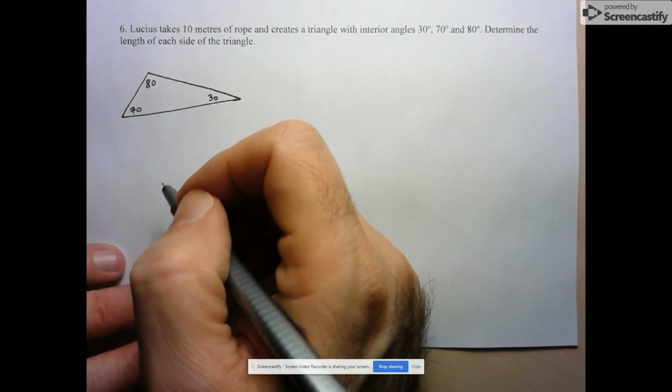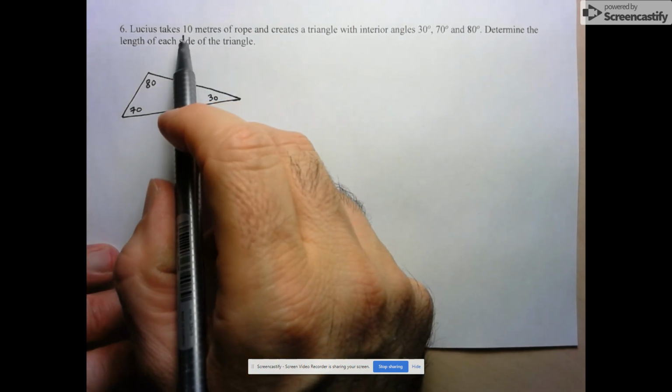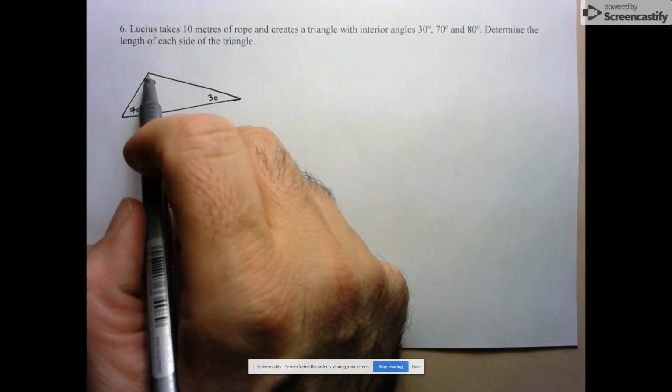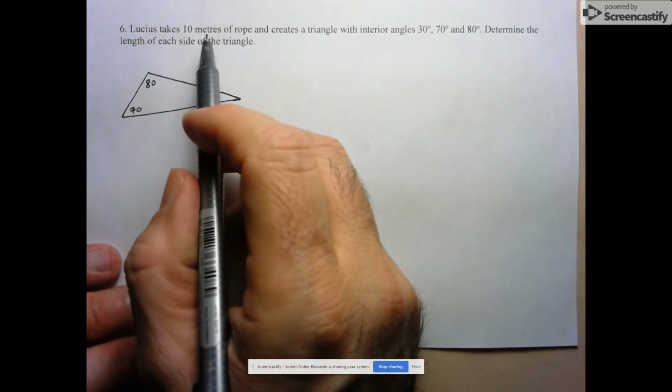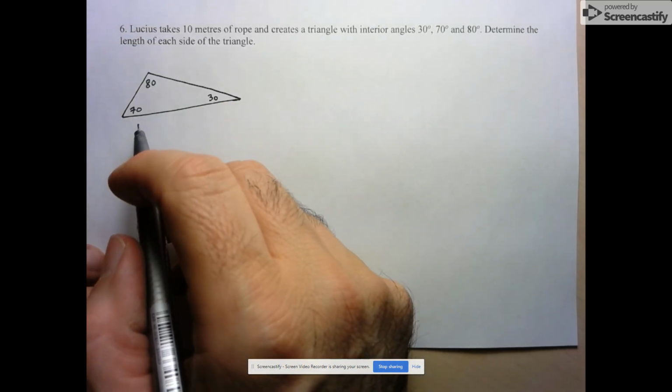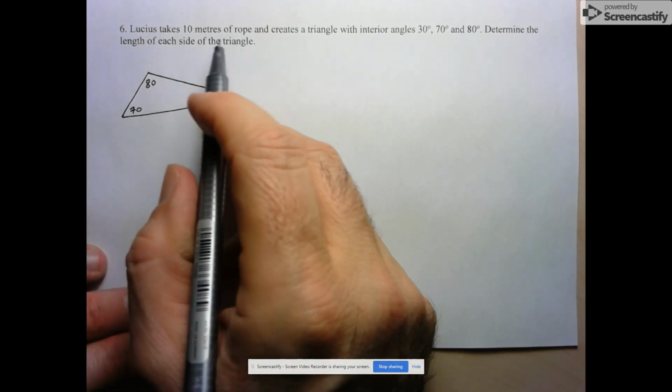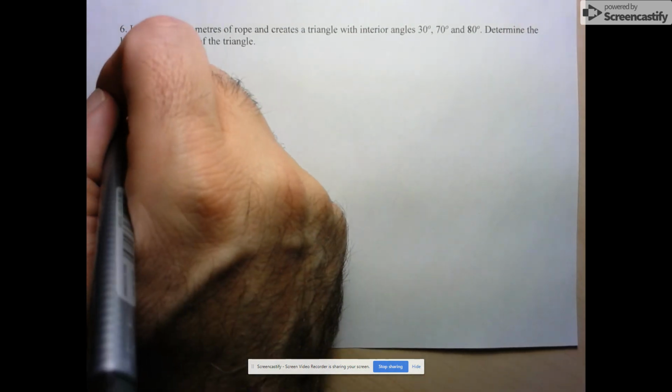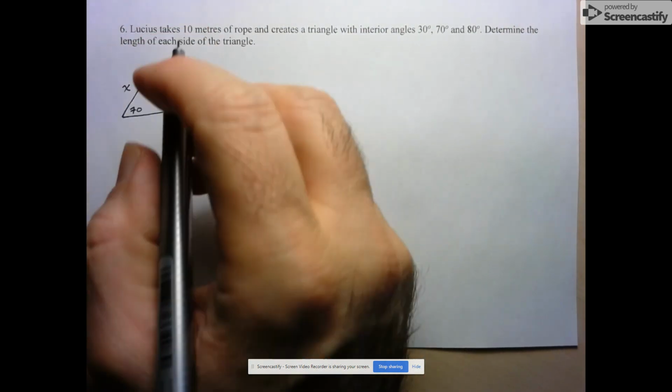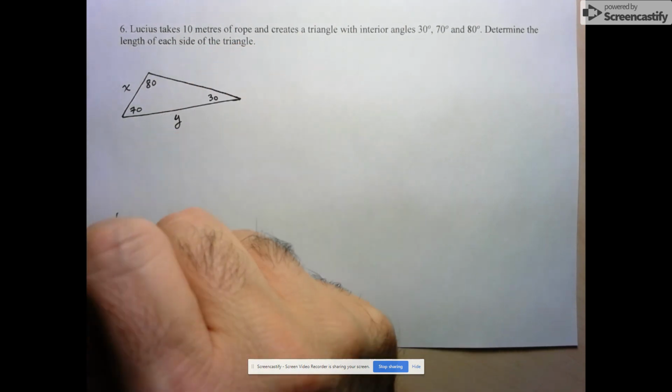Now what we do know is that the total length, the perimeter, must be equal to 10, because that's what we're using to create the triangle. So since we're looking for the sides of the triangle, let's give them names. Let's say I call this side X and I call this side Y.